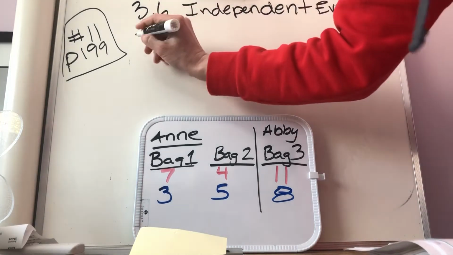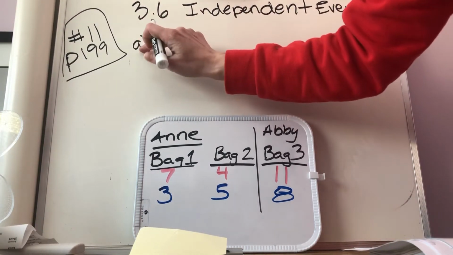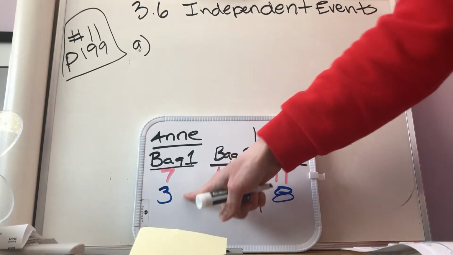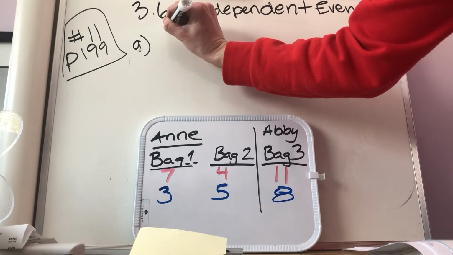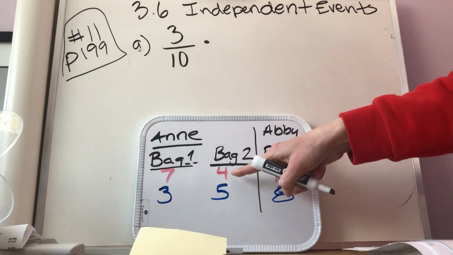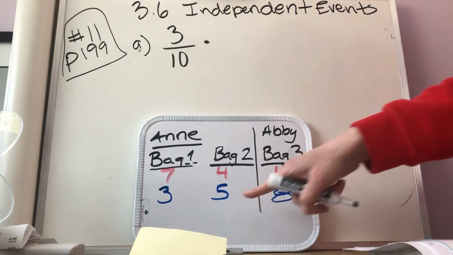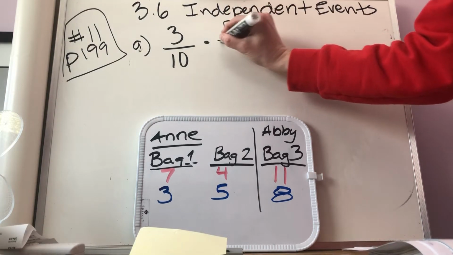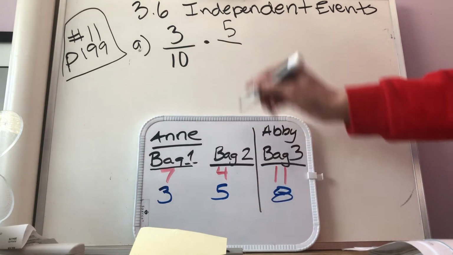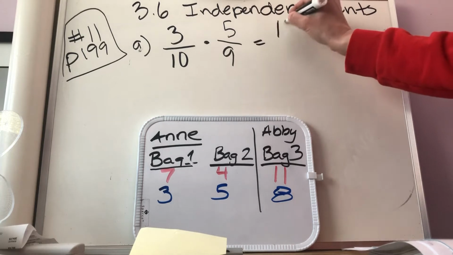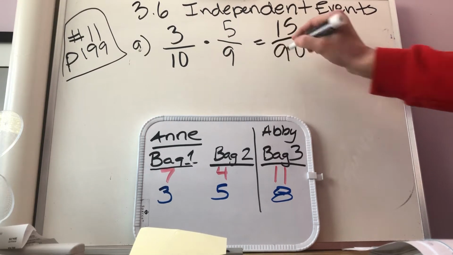So for equally likely, you would just decide what are the chances of Anne grabbing a blue marble from bag 1? Well, there's 3 of them, right? Out of a total of 10. So there's 3 blue marbles she can pick out of 10. We're then going to multiply that by here. There's 5 blue marbles, because what are the chances of them drawing 2 blue marbles? So there's 5 out of 4 plus 5 is 9, right? So then we would multiply those. Then we've got 15 over 90.